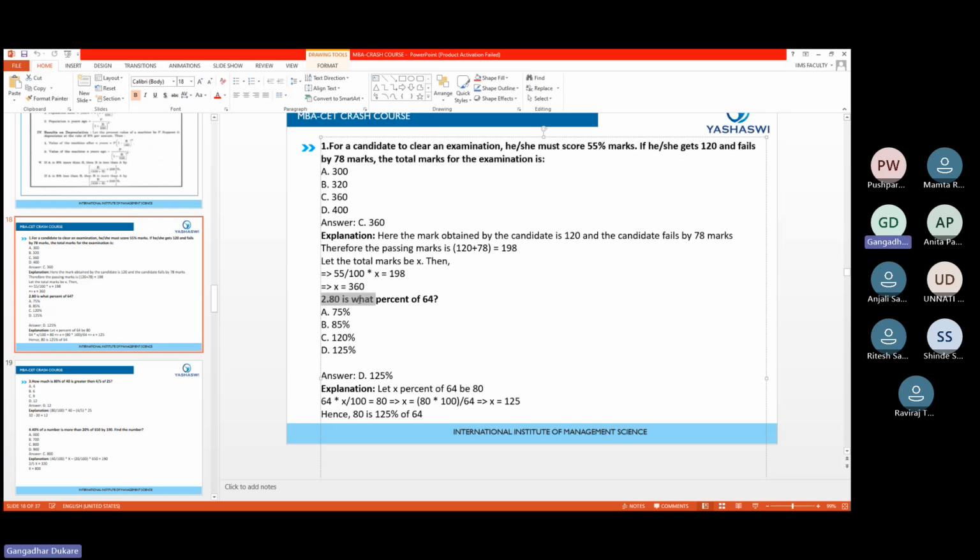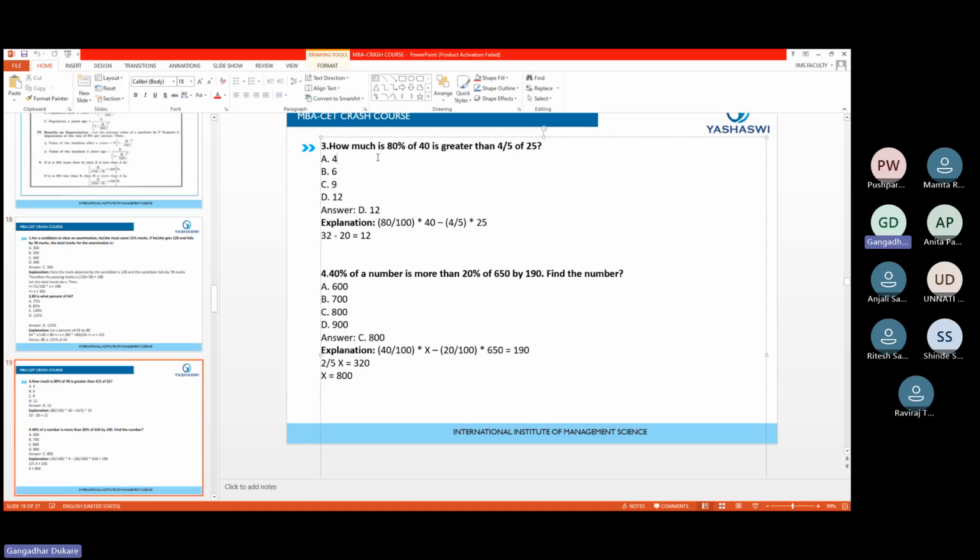If 80 is what percent of 64, here we need to write 80 in terms of percentage of 64. We calculate 64 into x divided by 100 equal to 80. So the value of x will be 125. Hence 80 is 125% of 64. Here only cross multiplication is needed for percentage calculation.